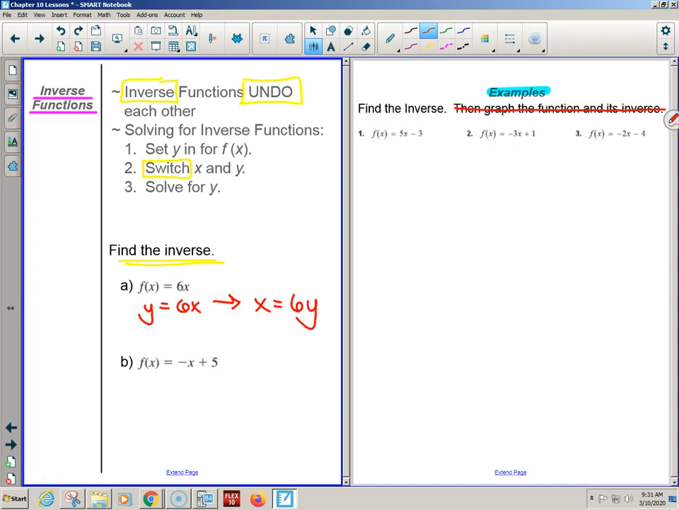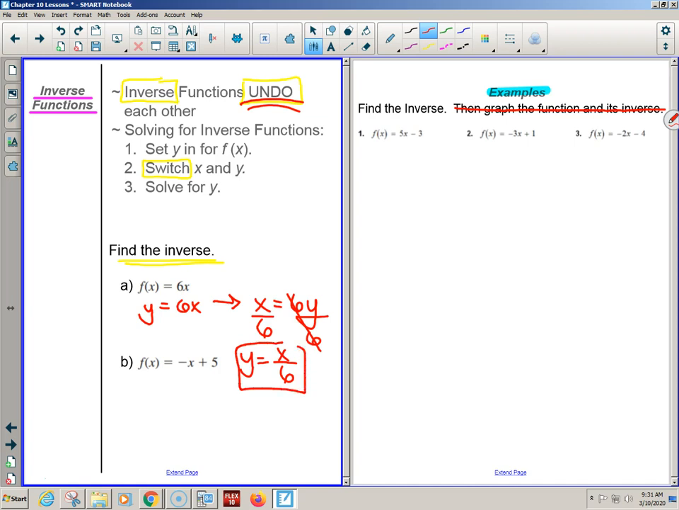Solve for y, which is what you were feeling last night, in that we have to undo whatever's been done to the variable. How do you undo multiplication? Divide. Yeah! So it's as easy as, we'll divide by that 6, and then, okay, wait a minute, what do you have left? The y of the inverse is equal to x over 6.